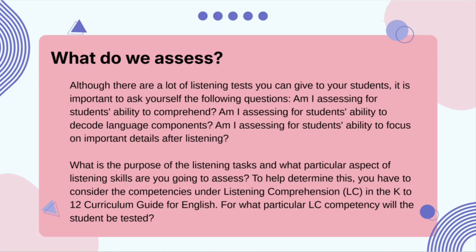And are we assessing their ability to identify important details after listening? In short, this assessment checks whether students can listen carefully and accurately, and can recall important information from what they hear. For example, if students listen to a short announcement, the meeting will be on Friday at 3 p.m. in room 205, students should be able to identify when and where. When, Friday 3 p.m., and where, room 205.